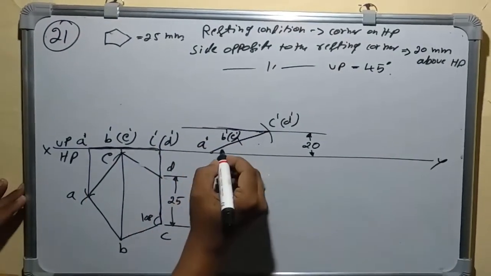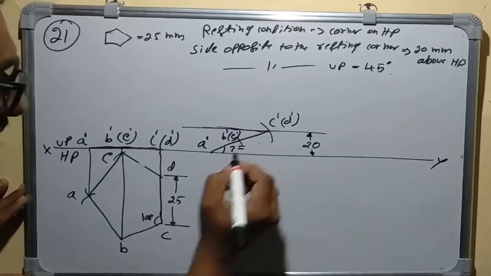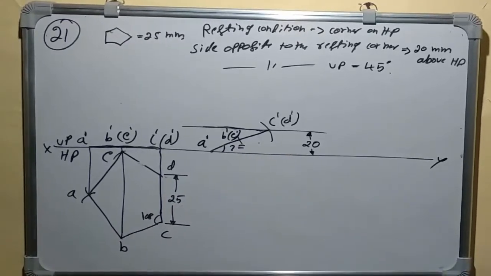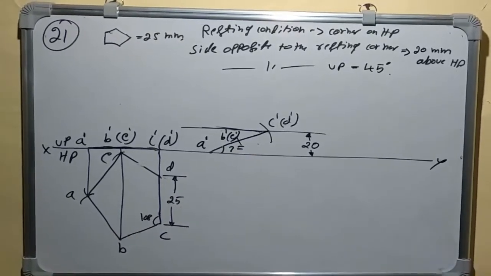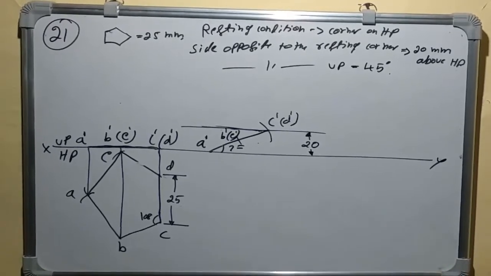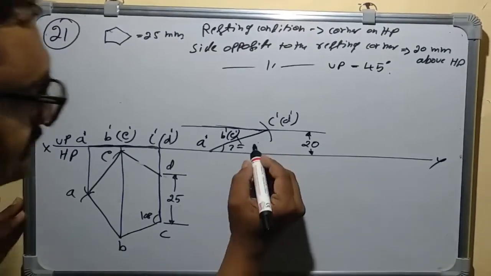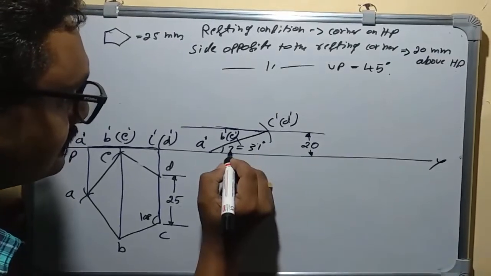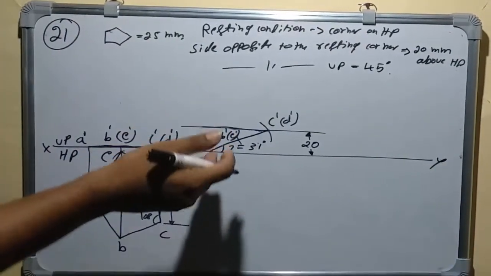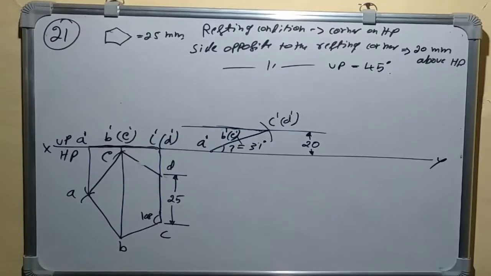After finishing this, we will check the angle. How much the angle is coming, we will check by using the protractor. You can check the angle, and this angle should be 31 degrees. After finishing this, you can measure the angle, it should come to 31 degrees.